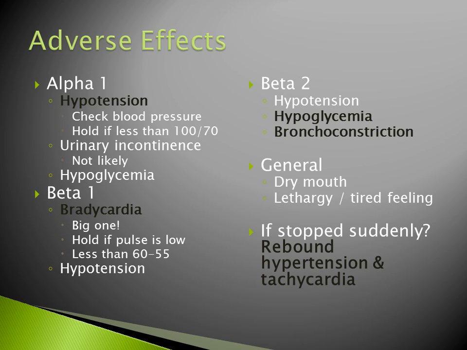So therefore, if the pulse is less than 55, I personally won't give it and I'll hold it per nursing discretion. Same rules for hypotension apply there. They'll get dizzy if their blood pressure is less than 100/70. Hold the medication. And then beta 2 tends to be our problem child. Still going to cause some hypotension, but more likely to cause a hypoglycemia and bronchoconstriction. So just be mindful of asthmatic patients and diabetic patients. And then just a couple general things from suppressing the sympathetic nervous system can cause a little bit of, it shouldn't be so much a dry mouth for blocking the sympathetic nervous system.